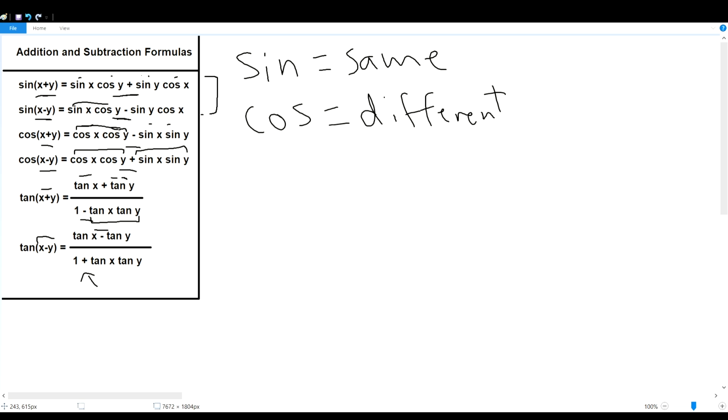So now we're going to do a little example just to make sure that this works. So we'll start with the cosine. We're going to do the cosine of 90 degrees. So first, we're going to break that up. So this will be the cosine of 30 degrees plus 60 degrees.